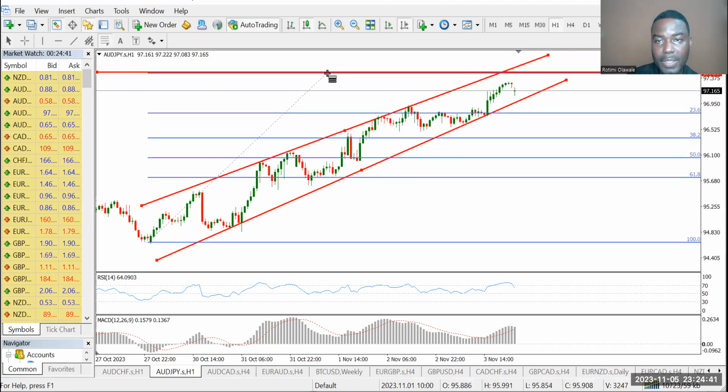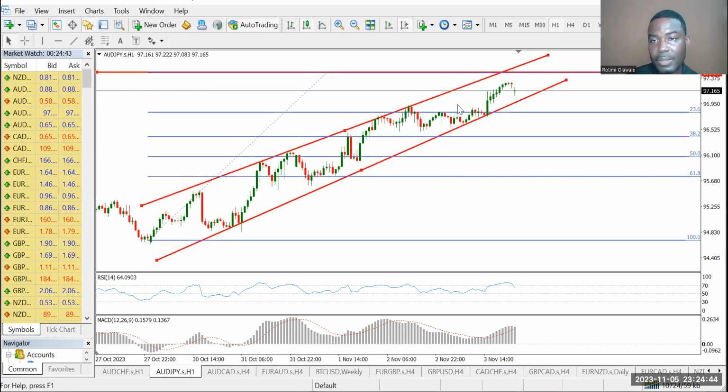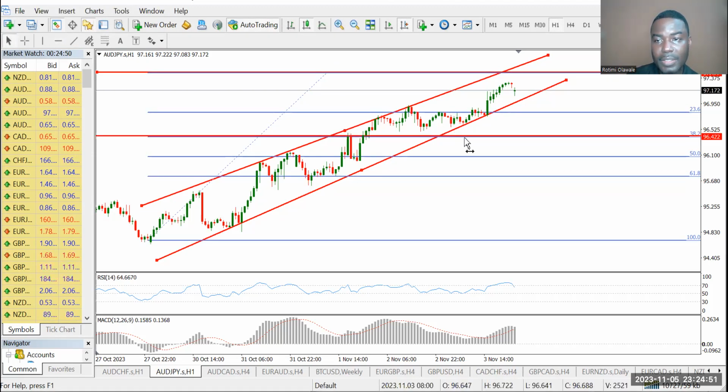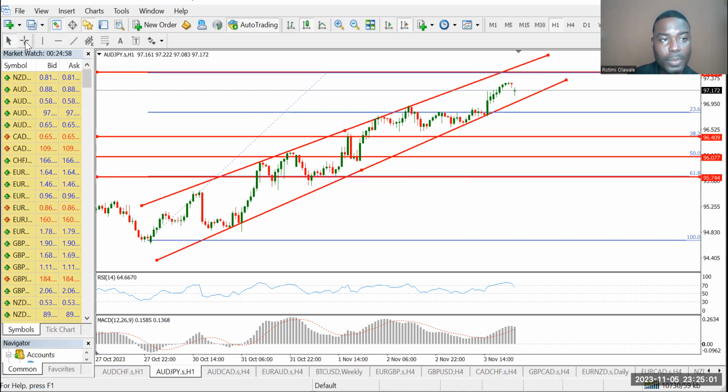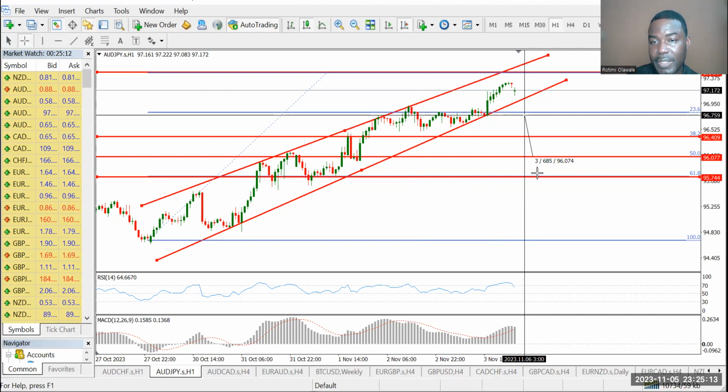If we use the upper part of the resistance zone as Fibonacci 0 up there, then looking at 3 levels where price should drop to, we'll see price drop to any of these 3 levels. So with some pips below Fibonacci 23.6, we see about 36 pips to Fibonacci 38.2, about 68 pips to Fibonacci 50, and about 100 pips to Fibonacci 61.8.